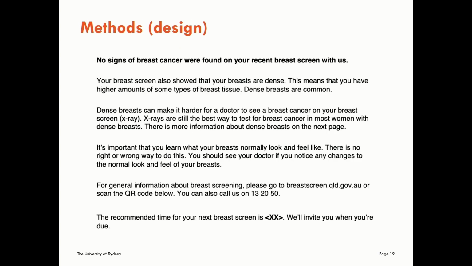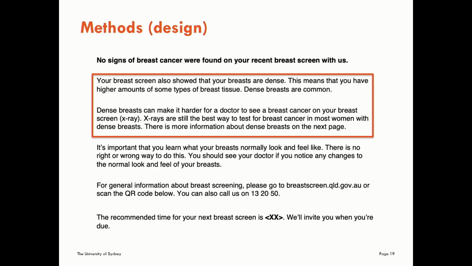that women receive. So here you can see a part of the standard Breast Screen Queensland Well Women letter that they get sent after they've been cleared and found no signs of breast cancer. So you can see there it says, no signs of breast cancer were found on your recent breast screen with us.